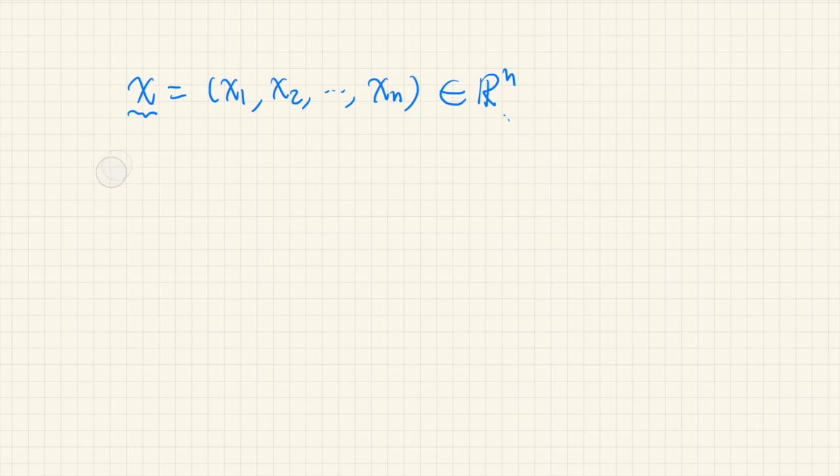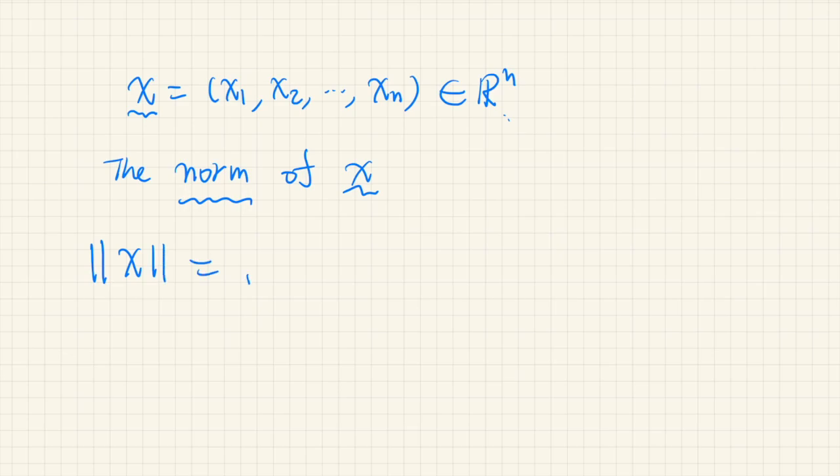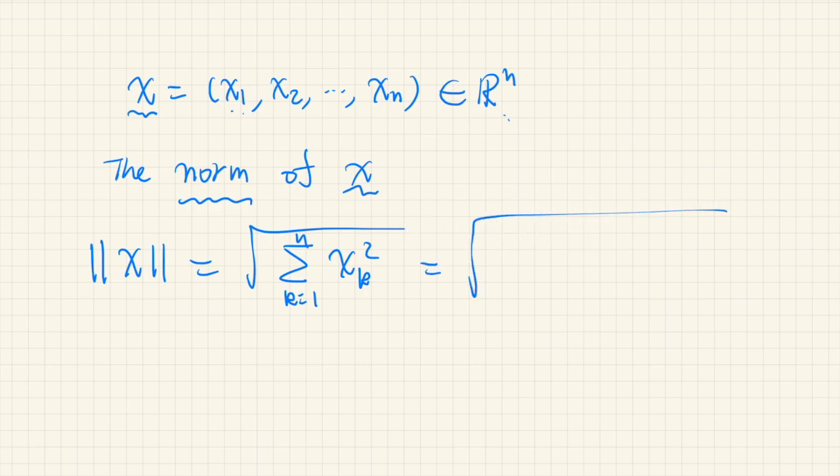Then the norm of x is defined as this. We write it like this: the square root of the sum of squares of these elements, xk squared. If we expand, this is just x1 squared plus x2 squared and so on up to xn squared. So this represents the magnitude or length of this vector.